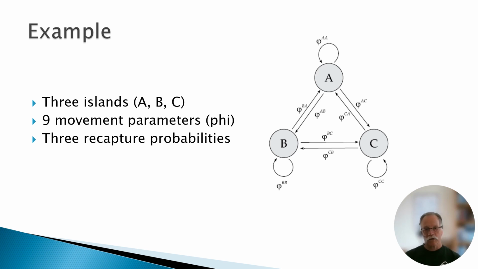Now what we're doing is saying that those animals not only can survive and be recaptured at that same location, but they could also move to another location. Okay, so in this case, the sum of those phis associated with a particular location will be equivalent to the survival of that animal in that metapopulation, or that population with multiple sites.